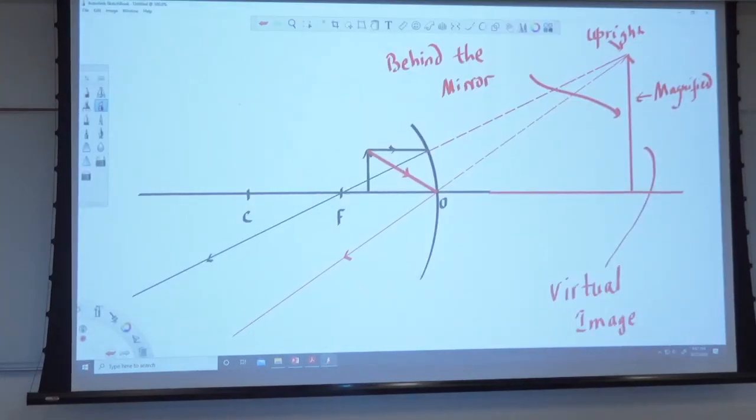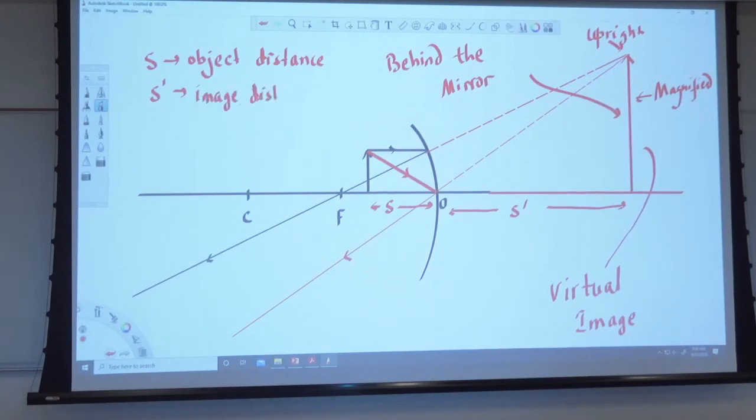S is the object distance. It's the distance between the lens or the mirror and the object. So in this case, our object is this one. So the distance between O and this object is S. And S prime is the distance between the image and the center of the mirror. So S prime is that distance. And F is the focal length. Focal length is, again, the distance between F and O. So this distance is F, the focal length.